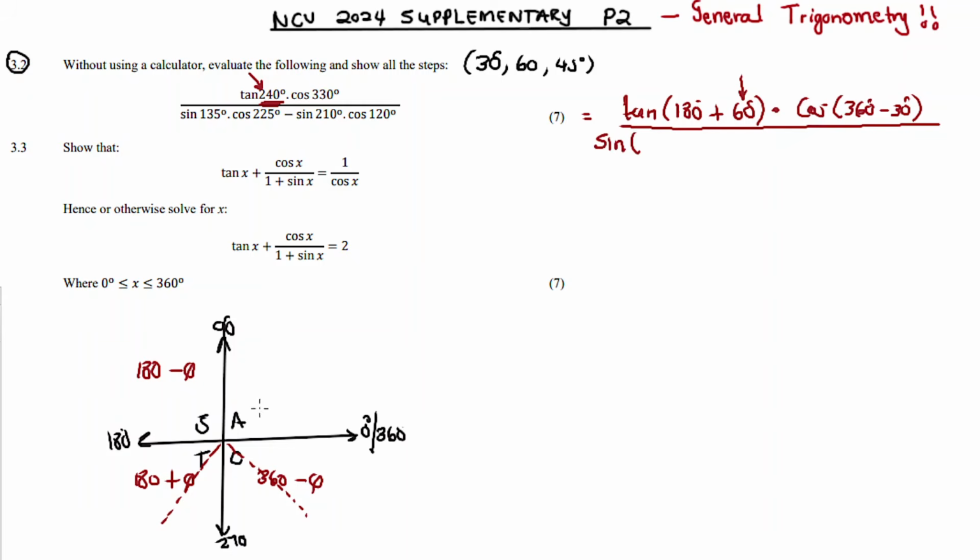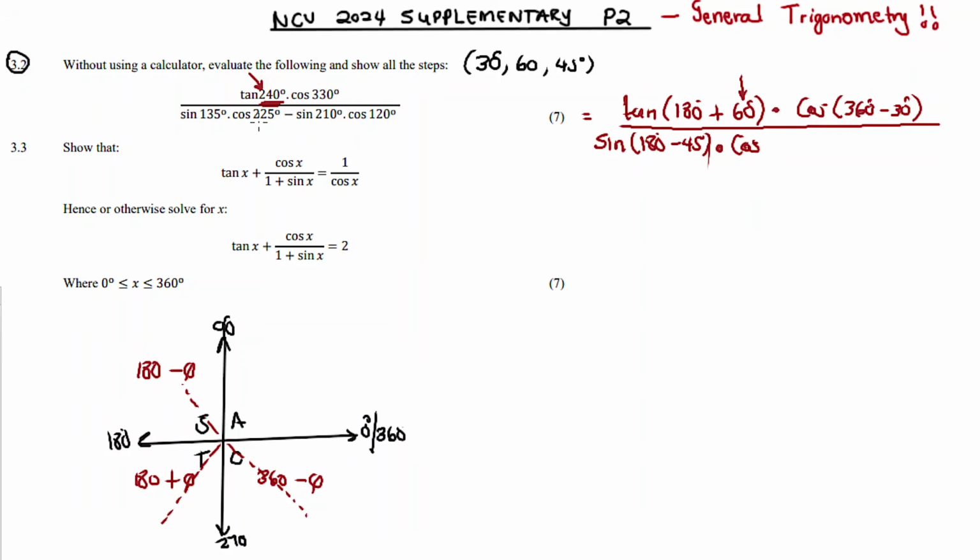Let's continue. So the sine 135 is found where? In the second quadrant. So 135 is in the second quadrant. How can we write this as a reduction formula? It's going to be 180 degrees minus 45. So 180 minus 45 gives us 135.